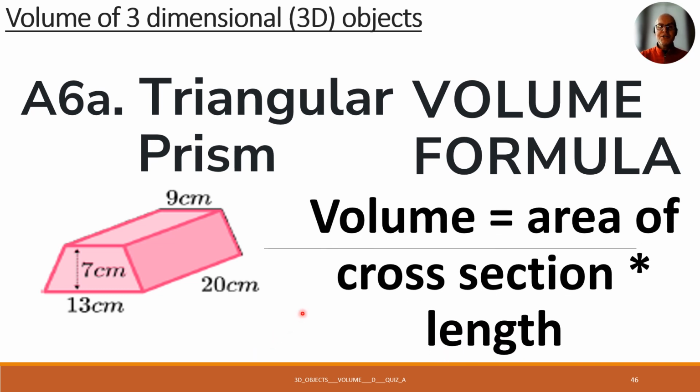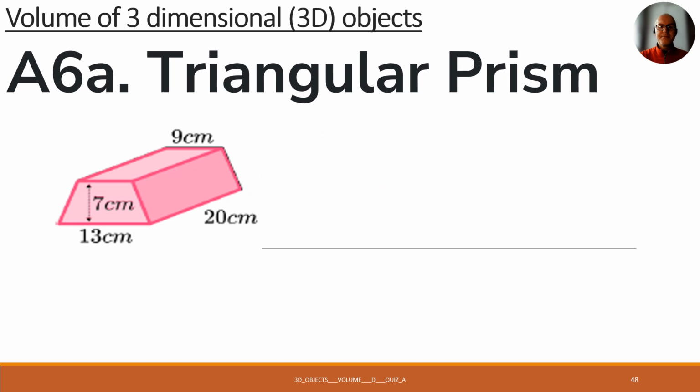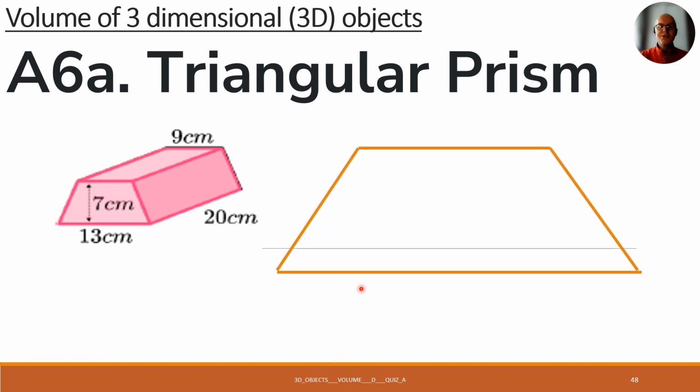So let's first find out what the volume would be for the triangular prisms that make up this trapezoidal prism. Remember, volume for a triangular prism is the area of the cross section times the length. Area of the cross section for a triangle would be a half times width times height, times length. So here's our trapezoid at the end of the trapezoidal prism. Now what we want to know is what are the dimensions of the triangles, so that we can work out the volume of the triangular prisms, 2 of them, and then add that to the volume of the cuboid in the middle.